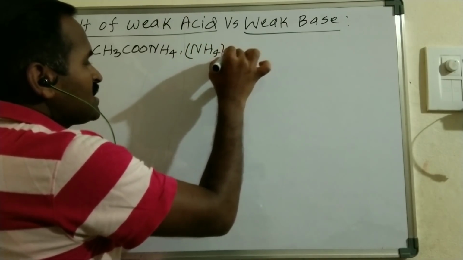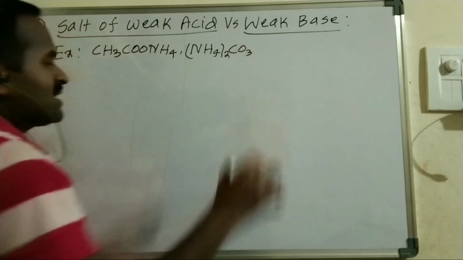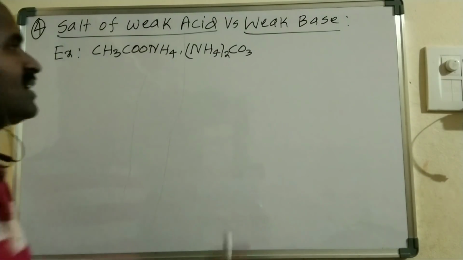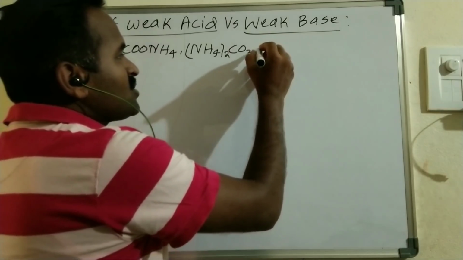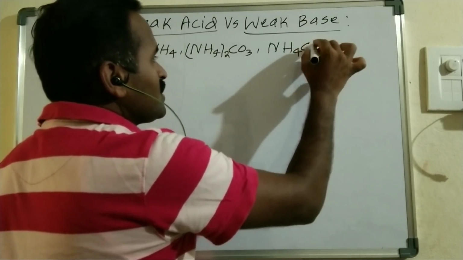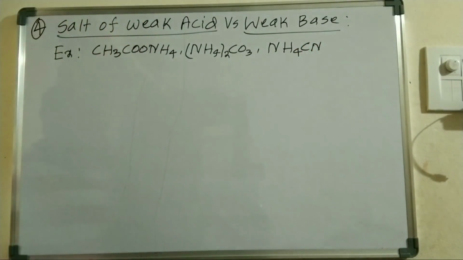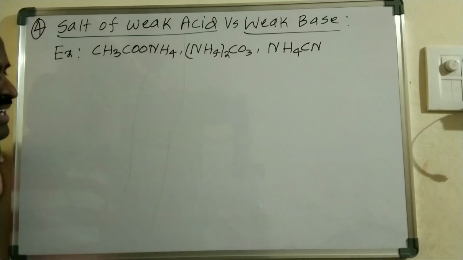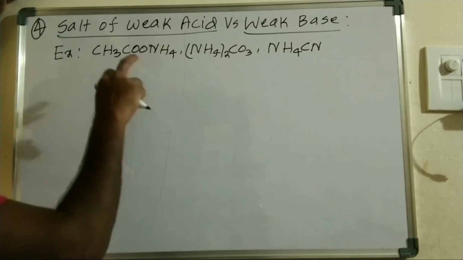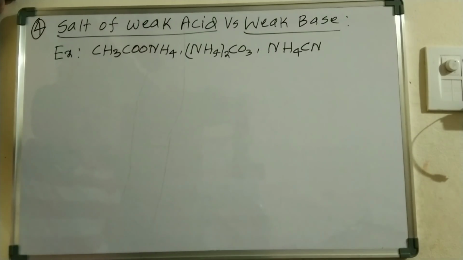This ammonium carbonate is (NH4)2CO3, which is formed by the combination of ammonium hydroxide and carbonic acid, H2CO3. And if I take another example, that is NH4CN, which is a combination of ammonium hydroxide and the weak acid HCN. These are the examples for the salt of a weak acid versus a weak base, right? And how the pH of these salts can be calculated, we'll discuss here.